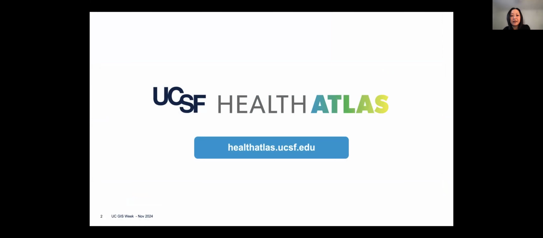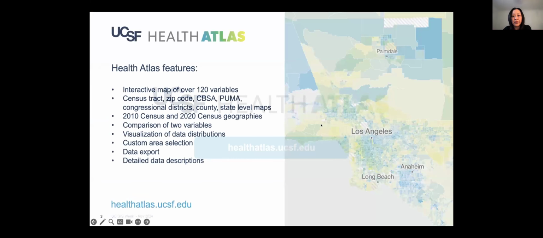So here's the URL, healthatlas.ucsf.edu. We do have a mobile version, but the desktop version is a lot more full-featured, so you can check it out. And what Health Atlas is, it's an interactive map. We have over 120 variables on the back end, and you can see these different variables at 7 different geographies, but also sliced by 2020 census geographies. You can compare two variables. It's just like a really good way to explore data, and you can also download data and maps.